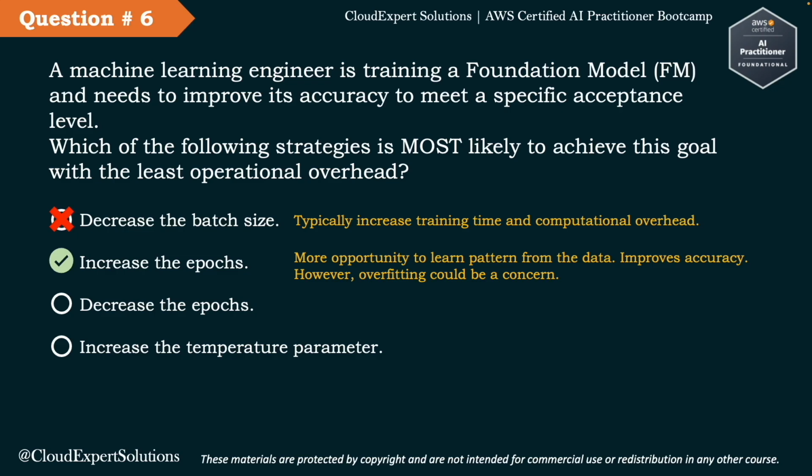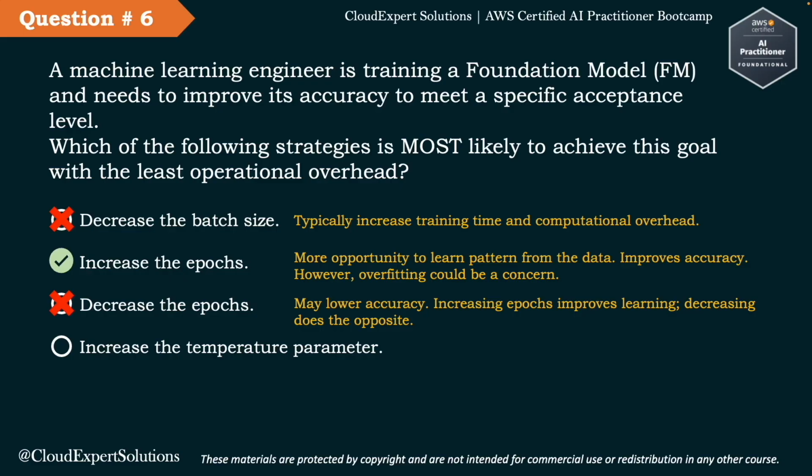The third option is decrease the epoch. Reducing epoch shortens training, which usually lowers accuracy because the model has fewer chances to learn from the data. Increasing epochs will improve learning, and decreasing epoch will do the opposite thing. That is why this is not the correct option for us.